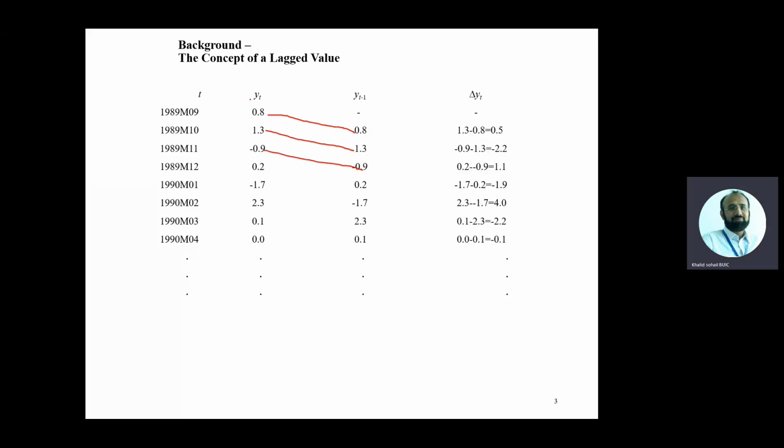The difference of these two terms, the first one is the original term and the second one is the lag term, and that can be represented like delta t. So 1.3 minus 0.8, we will get 0.5. So this is the first difference.